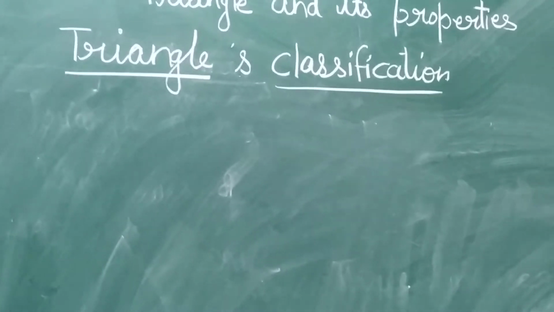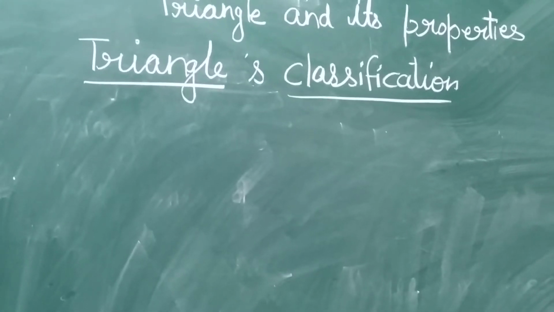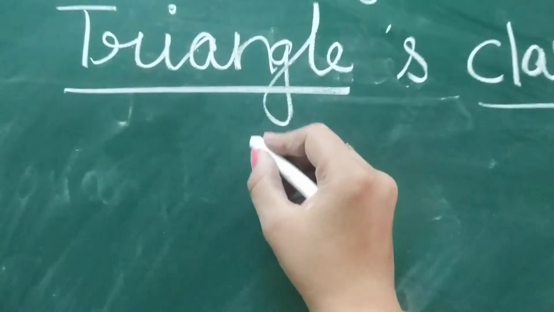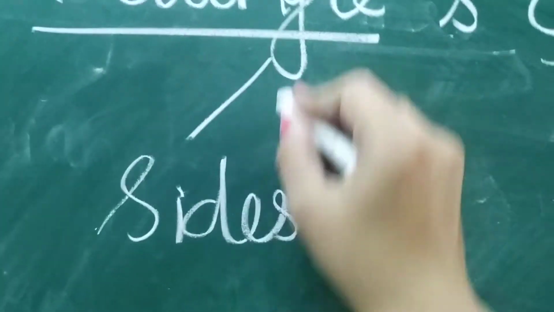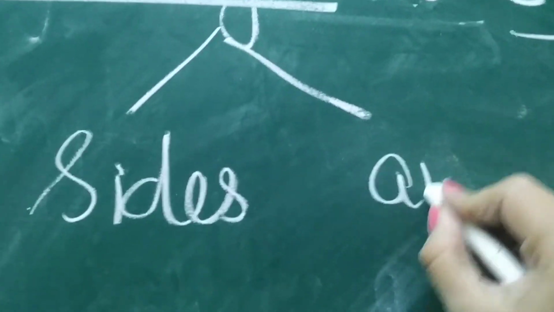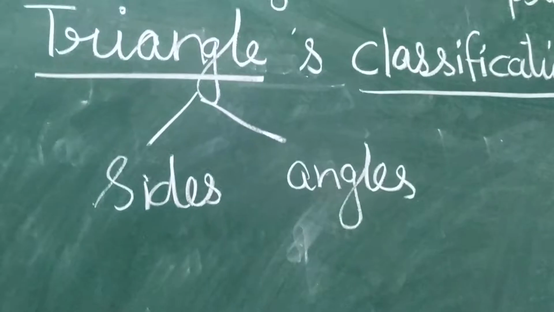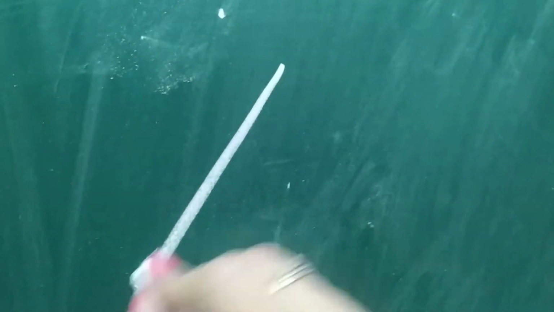Classification means types. How many types of triangles are there? Beta, triangles are of basically 3 types, but triangles classification can depend upon its sides and its angles. Means side-wise triangles are of 3 types. Okay, let's talk about the sides first. ट्राइंगल की अगर हम साइड्स की बात करें, see I have made 3 triangles here.